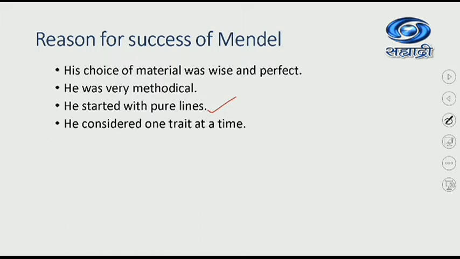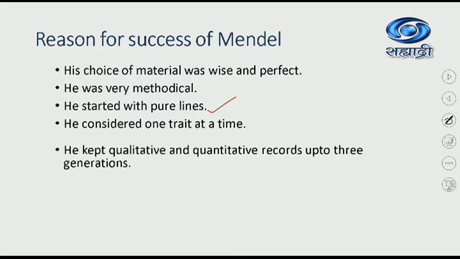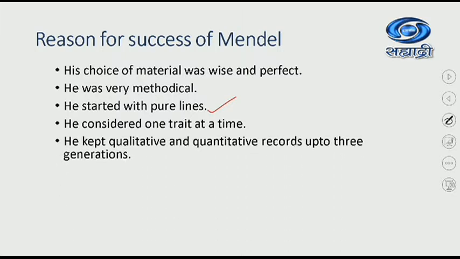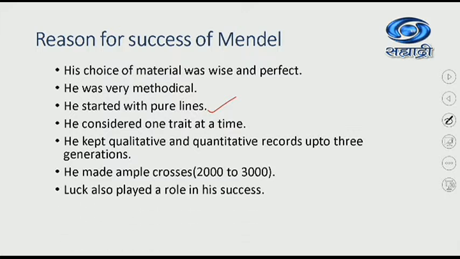He considered one trait at a time. Then he kept quantitative records up to 3 generations. He maintained the records up till 3 generations. He made ample crosses. It is said that about 2,000 to 3,000 crosses he carried out. And also he was lucky enough. Luck also played a role in his success. Why am I saying this? You'll come to know immediately.